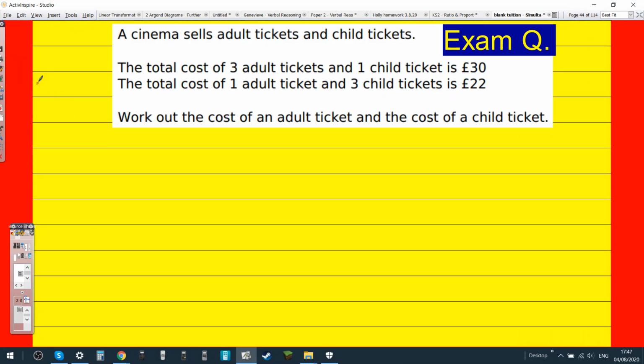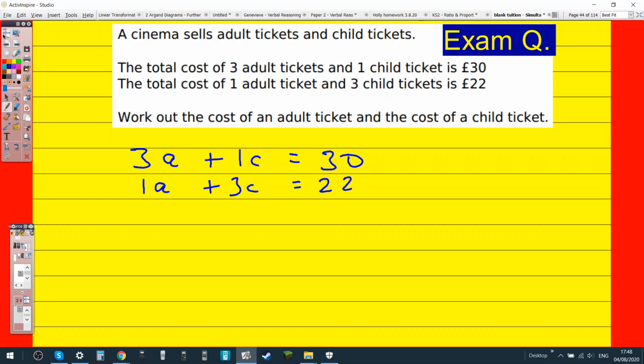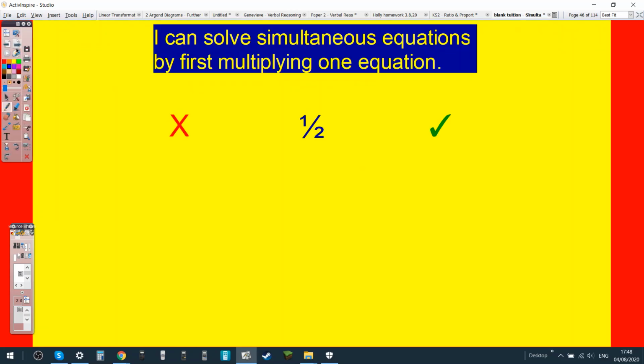How would you start this one? You can write it all down like 3a, 1a plus 1c and 3c equals 30 and 22. Well done. And then the rest is just the same. That's what you've already done. And so what would you give yourself for those ones? Tick.